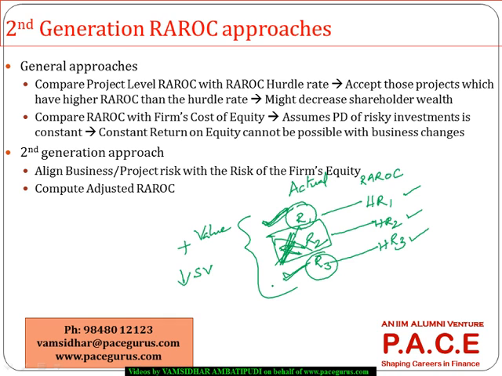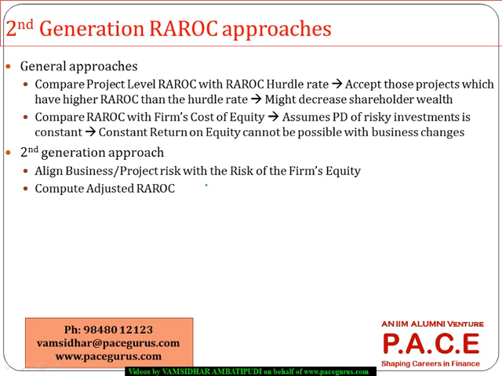But after that, a mechanism has come, which we call the first generation mechanism, wherein the RAROC of each of these firms is compared with one single number, the cost of equity.